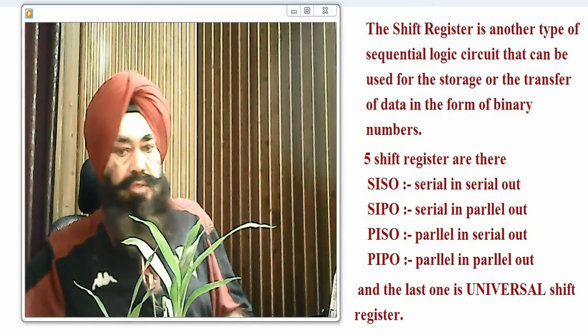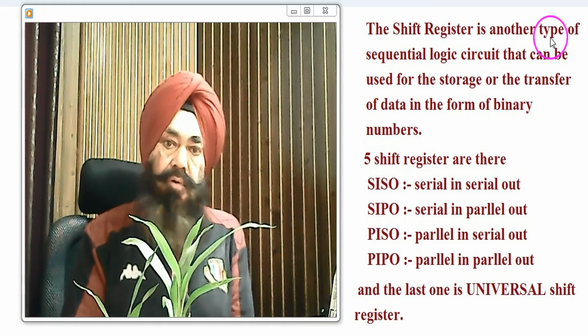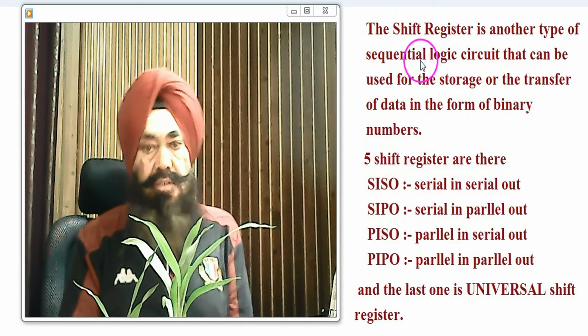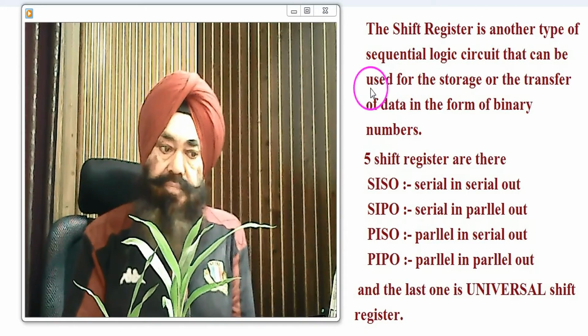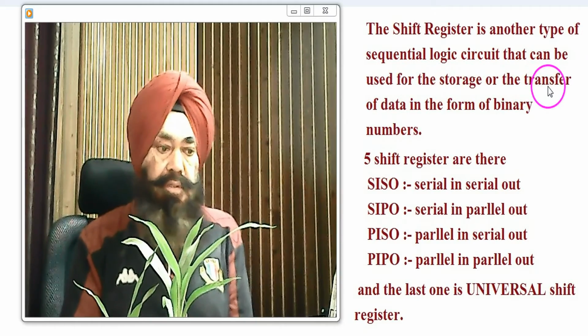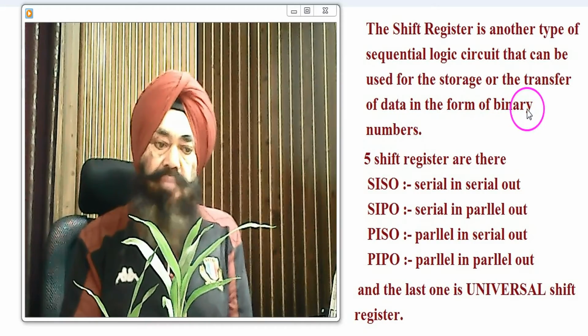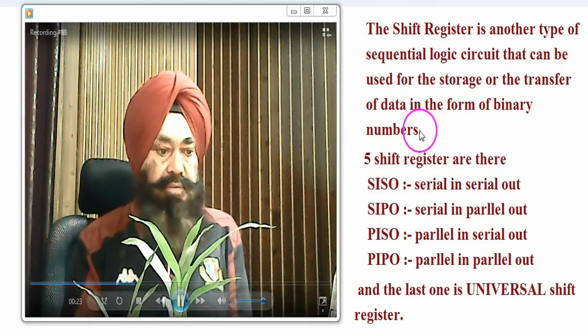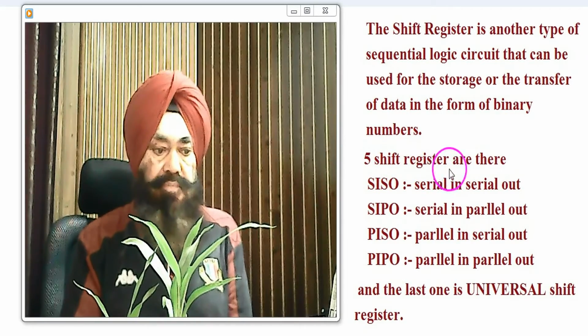The shift register is another type of sequential logic circuit that can be used for the storage or the transfer of data in the form of binary numbers. There are 5 types of registers.